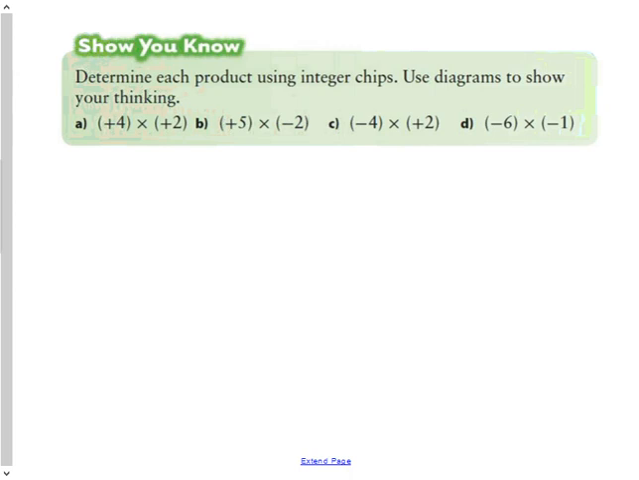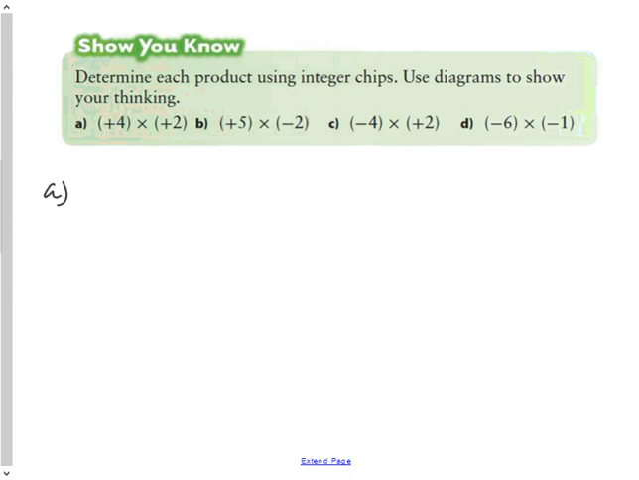Okay, grade 8. Welcome to your first chapter homework. This is on 8.1 on integers. It's the first introduction to using integer chips to model the products of two integers, positive and negative numbers. Here we have 4 questions that we're going to use as our guide for how to model.